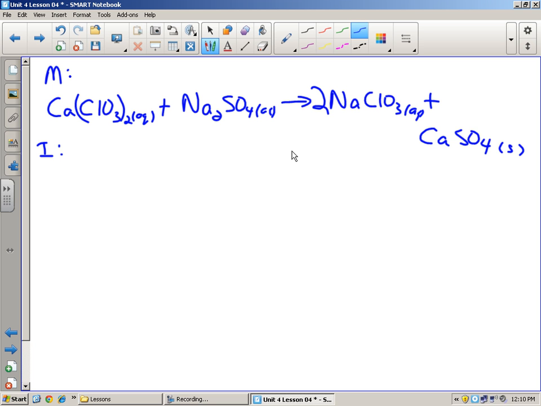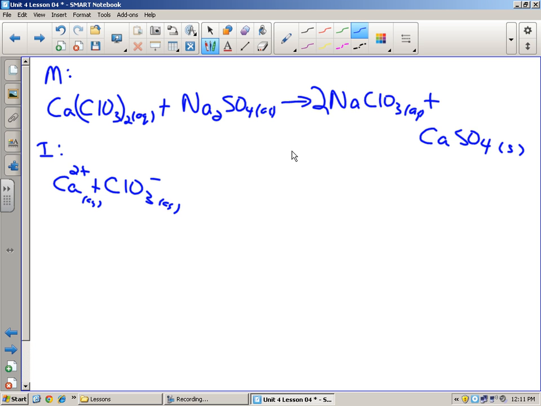Calcium chlorate, very soluble, aqueous. When you put that into water, you get calcium chlorate. Calcium's a 2 plus. Chlorate is a 1 minus. Okay? If you're not sure about the ions, just say the words. Calcium comes in a 2 plus. Chlorate is a 1 minus. That's actually all I'm going to do with that one.